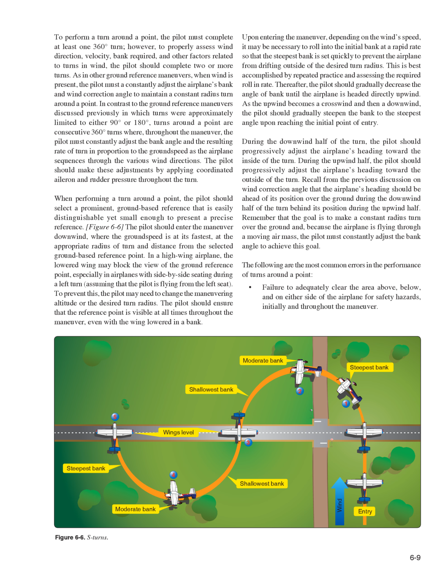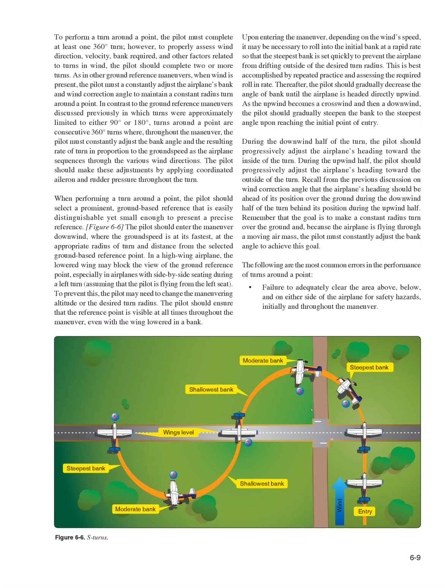Upon entering the maneuver, depending on the wind speed, it may be necessary to roll into the initial bank at a rapid rate so that the steepest bank is set quickly to prevent the airplane from drifting outside of the desired turn radius. This is best accomplished by repeated practice and assessing the required roll-in rate. Thereafter, the pilot should gradually decrease the angle of bank until the airplane is headed directly upwind. As the upwind becomes a crosswind and then a downwind, the pilot should gradually steepen the bank to the steepest angle upon reaching the initial point of entry.